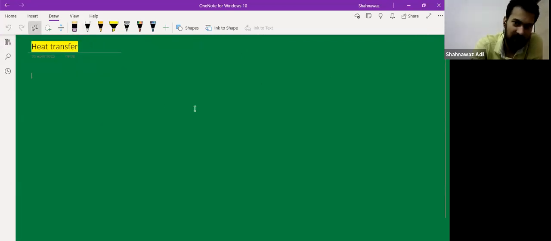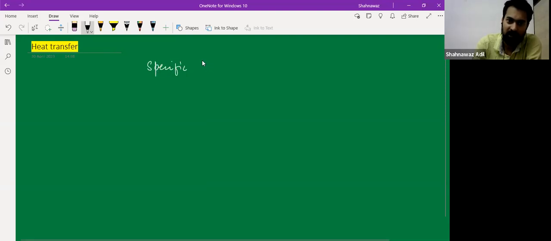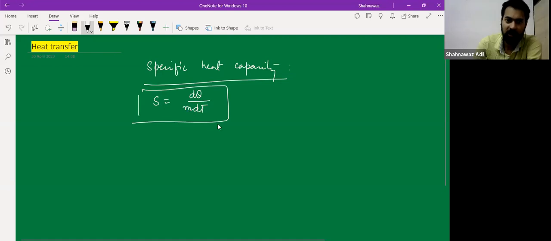So the next topic, before I go to heat transfer, I already taught this in the earlier class. So a specific heat capacity, right? We learned in yesterday's class that it was S equals dQ by m dT, right? So per unit mass, the amount of heat you need to increase the temperature by 1 degree C for one kg of that thing. So this is the specific heat capacity.